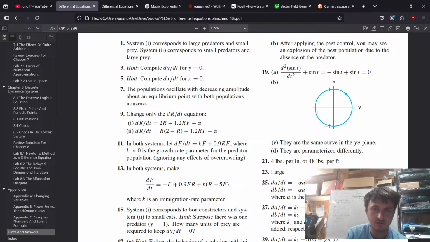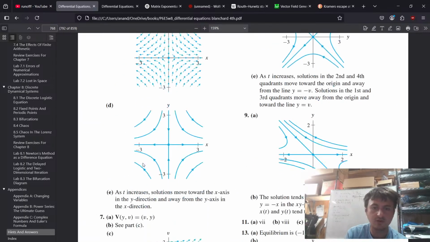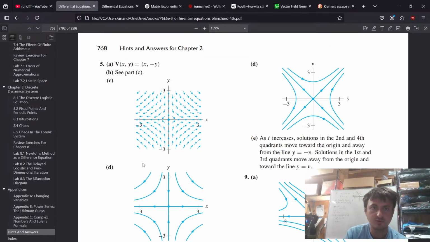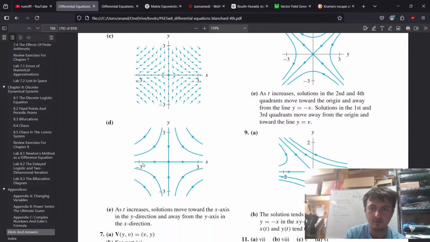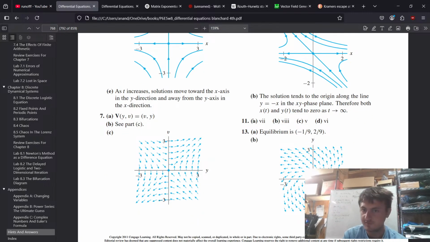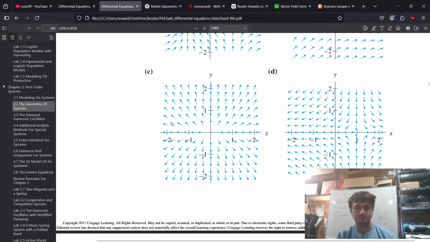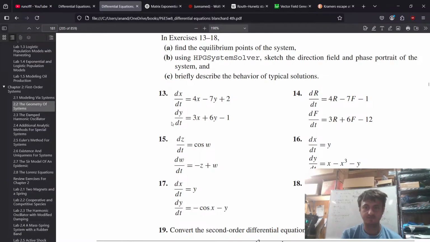So this is 2.1. Are we in 2.2 right now? I think we are. All right, here we go. So A is 7, B is 8, C is 5, D is 6. Let's go. All right, 13.